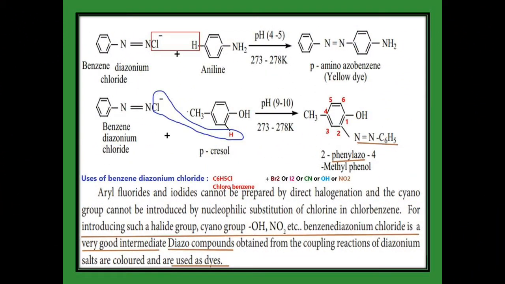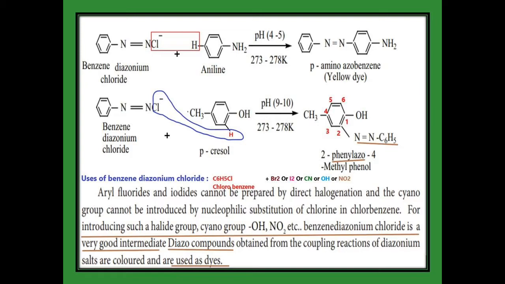When benzene diazonium chloride is added to aniline, one hydrogen is removed from the aniline. That hydrogen combines with the chlorine, and then we get para amino. The para position has NH2, so it is called para amino. Azo means two nitrogens, and we have benzene also. So we get para amino azobenzene. It is a yellow color dye.